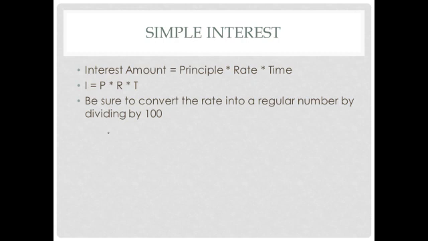For example, if I had 5% interest and I wanted to convert that to a regular number, I would divide 5 by 100, which simply moves my decimal 2 places to the left. That would be the same as 0.05. Or 37% interest: if I move my decimal or divide by 100, that would be 0.37. So as we go through the video, when I fill in my formulas, I'll convert my percentages into regular decimal numbers.